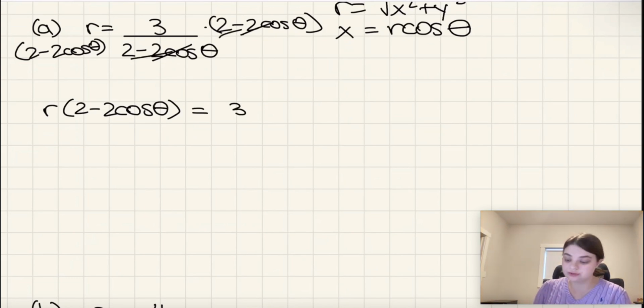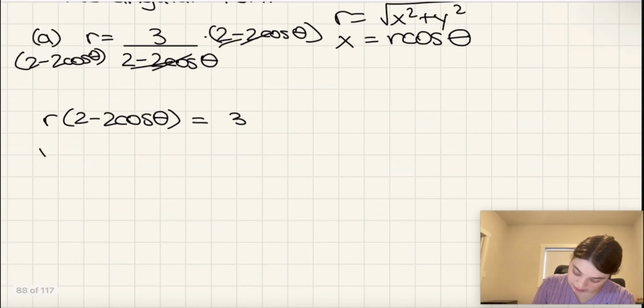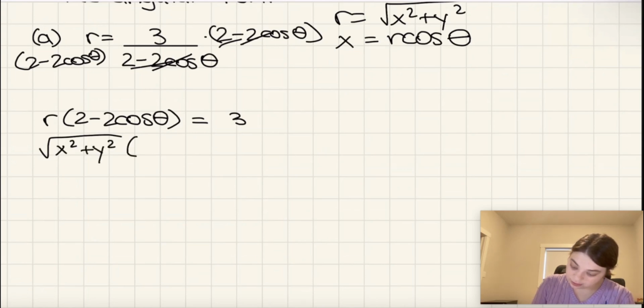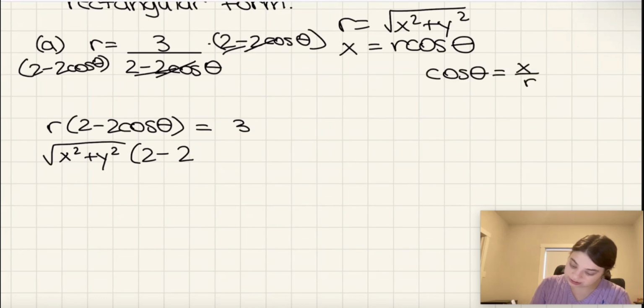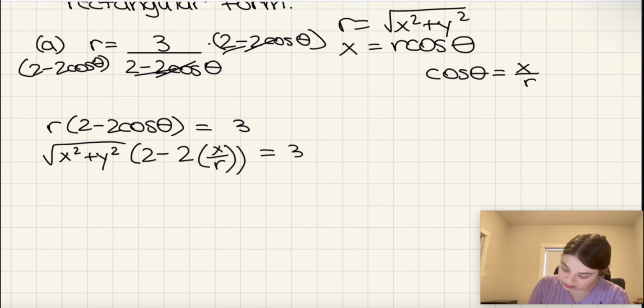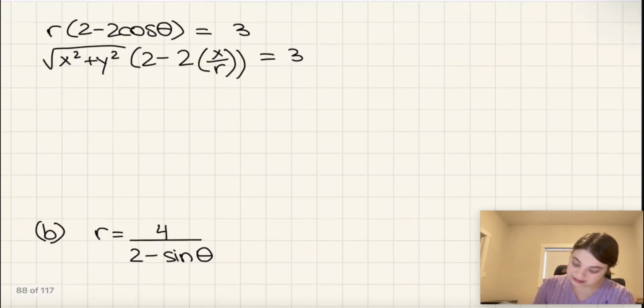Okay, now we also know that r is equal to the square root of x squared plus y squared. And then here we have 2 minus 2 times cos theta. And we know that x is equal to r cos theta. So that means that cos theta is equal to x over r. So 2 times cos theta is the same as 2 times x over r. And that's going to be equal to 3. And then let's just keep simplifying.